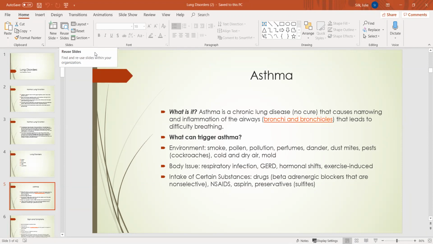That's why when someone has asthma, you think immediately of wheezing. If you think about it, as you're trying to take deep breaths in, you're having a hard time because you can't get air through.